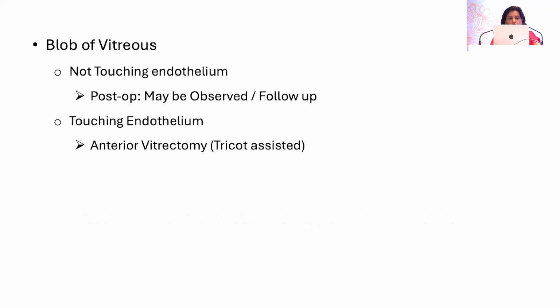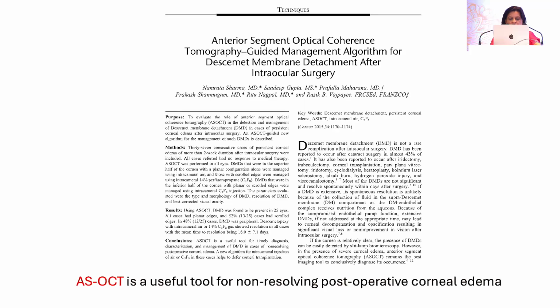Now again, there can be a blob of vitreous which is not touching the endothelium, and one may like to observe or follow up these cases, or it may be touching the endothelium. Then in these cases, triamcinolone-assisted anterior vitrectomy can also be done.